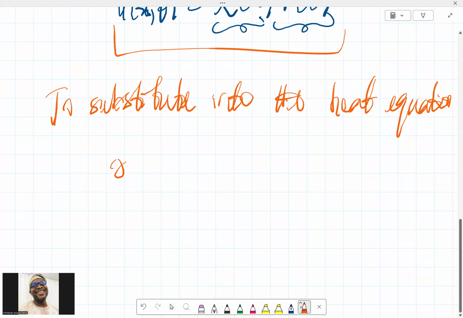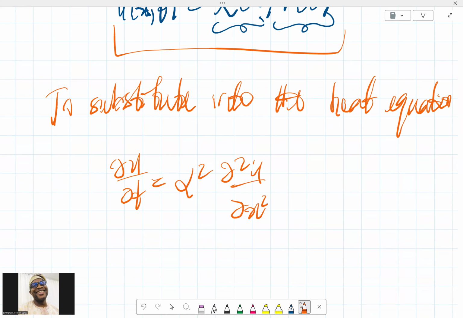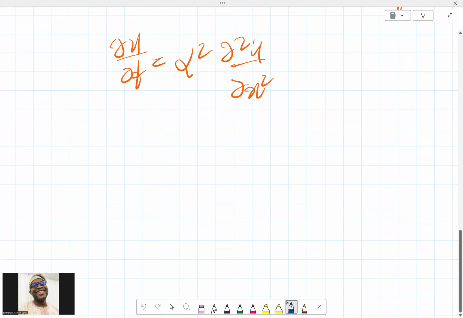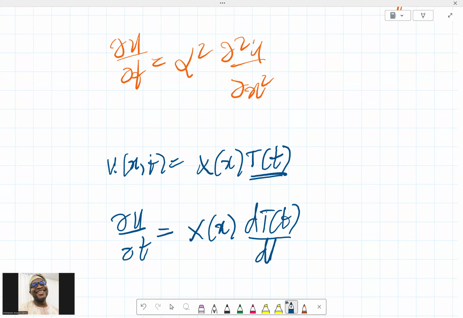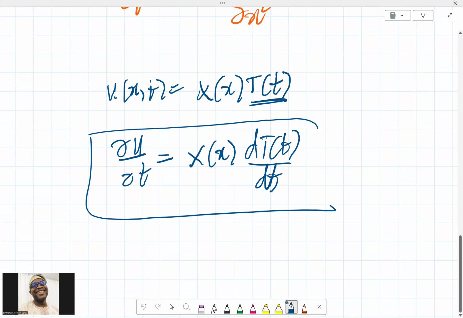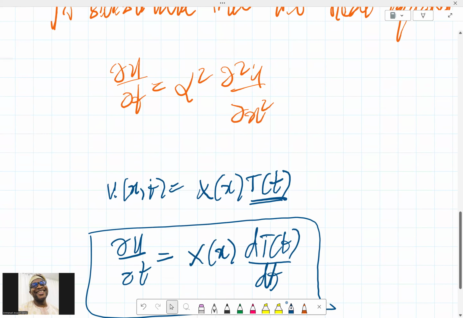The heat equation says we have partial u partial t equals alpha squared partial squared u partial x squared. Since u of x comma t is now X of x multiplied by T of t, for partial u partial t we differentiate with respect to t. So X of x remains a constant, and we have X of x times dT of t dt. That's for this side now.